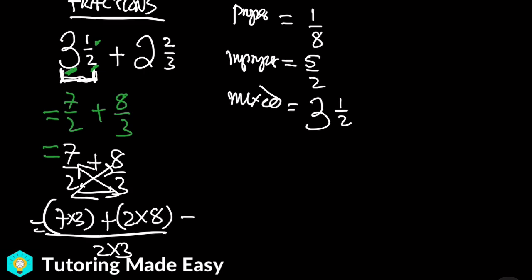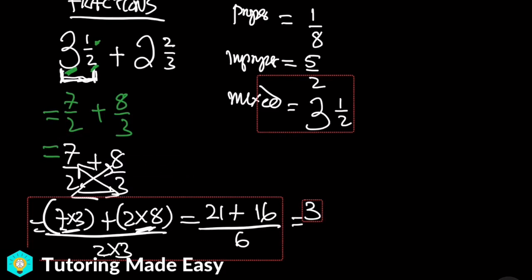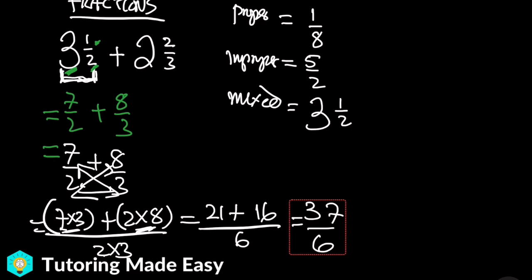All right? And then we end up getting 21. Well, 3 times 7 is 21. 2 times 8 is 16. And then you divide by 3 times 2, which is 6. You end up getting 37. 21 plus 16 is 37 all over 6. So that answers our question, or that simplifies the question that we've looked at.